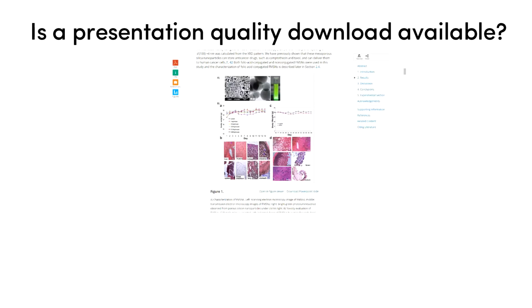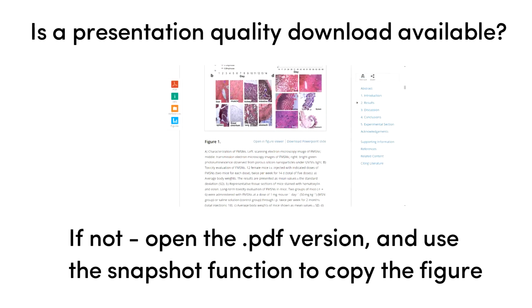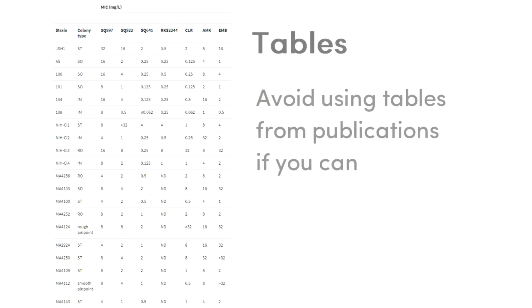If you need to incorporate an image from a publication into your presentation, go to the online version of the publication and determine if presentation quality figures are available for download. If they are, use this version of the image for your presentation. If they are not, open the PDF version of the publication in Adobe Acrobat Reader and use the snapshot function to copy only the desired figure and crop out the text. Paste this copied image into your presentation. If you have to use a table from a publication, you will likely have to recreate it, so avoid using tables from publications if you can.